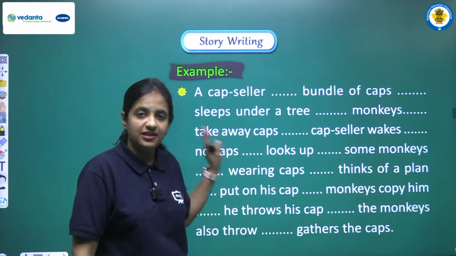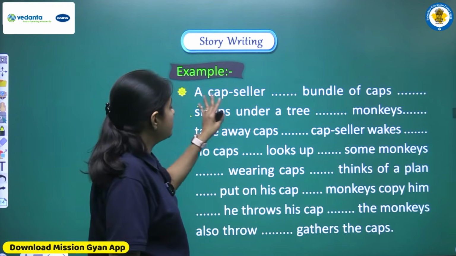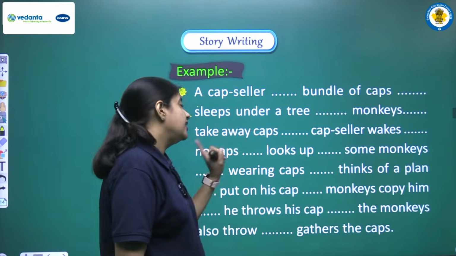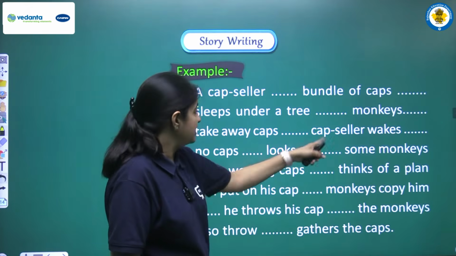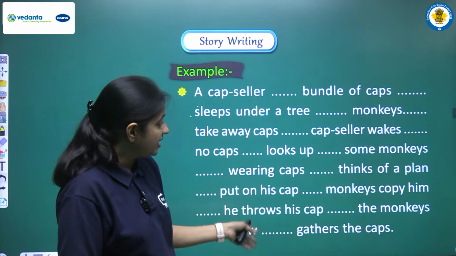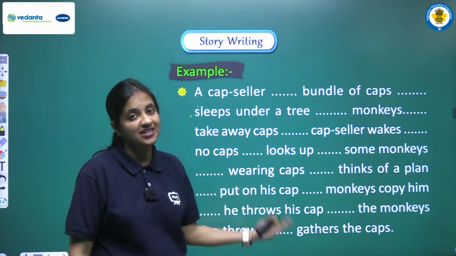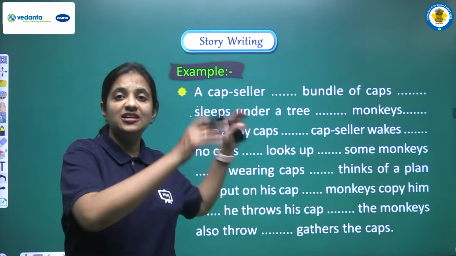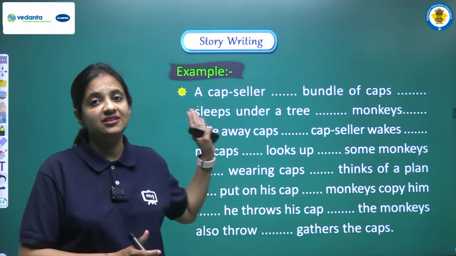So now let's see this question that we have here. Now let's see this example, these outlines. So let's see. A cap seller, bundle of caps, sleeps under a tree, monkeys take away caps, cap seller wakes, no caps, looks up, some monkeys wearing caps, thinks of a plan, puts on his cap, monkeys copy him, he throws his cap, the monkeys also throw, gathers the caps. Okay, so these are the outlines that we have in front of us, and now I am sure that the story is completely there in your mind. You can frame a story after reading these outlines.